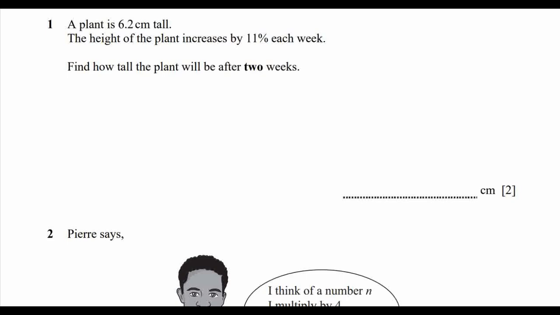Question 1 says a plant is 6.2 cm tall. The height of the plant increases by 11% each week. Find how tall the plant will be after 2 weeks. You'll be given 10 seconds from now. Right, let's reveal the answer.